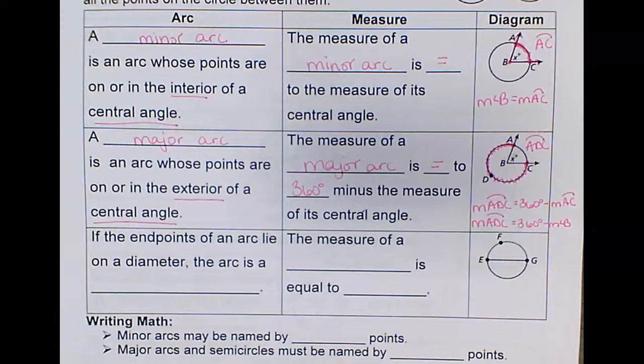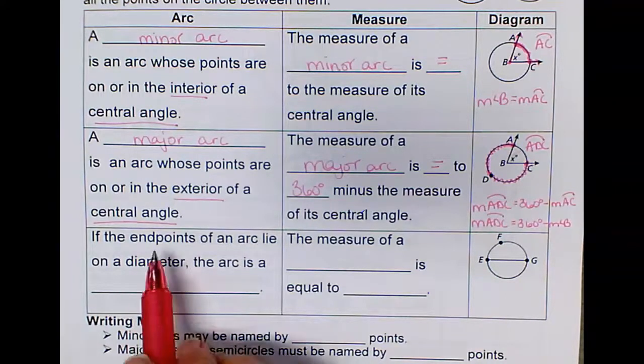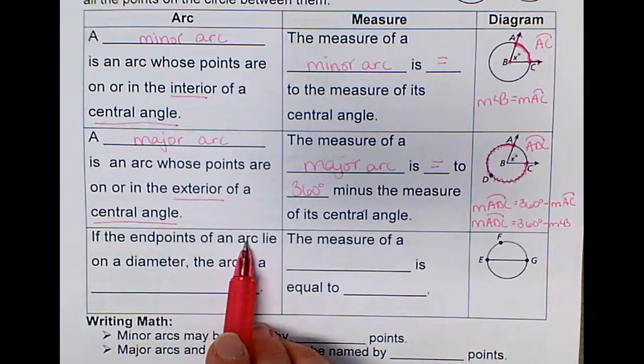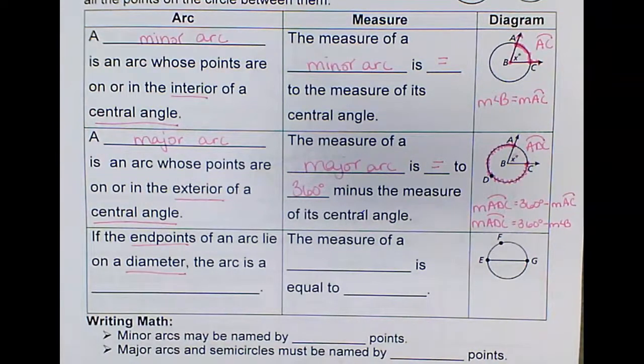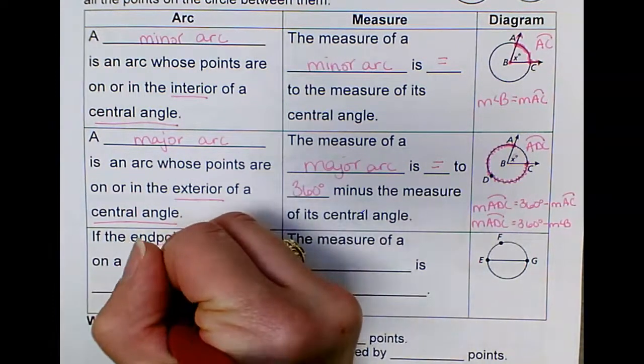Okay, and the last special arc that we talk about is a semicircle, something that you're probably familiar with, but we need to discuss the official definition. It says, if the endpoints of an arc lie on the diameter, so the endpoints are on the actual diameter, then the arc is called a semicircle.